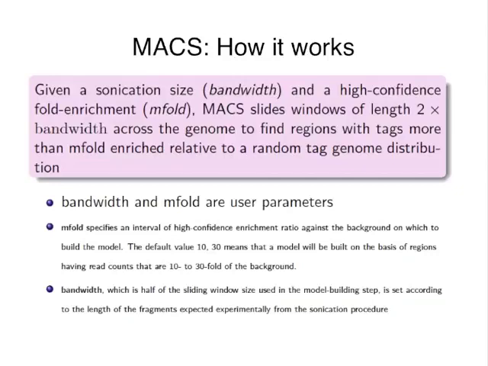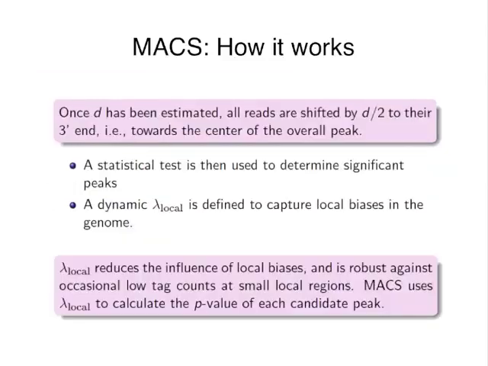So given a specific sonication size or the bandwidth, which you can enter yourself, and a high confidence fold enrichment or M-fold, where the default settings are between 10 and 30, MACS will then slide windows of 2 times the bandwidth across the genome to find regions where the tags are highly enriched. Once this model is built, a D is estimated, and then all reads are shifted by D over 2, where D is the fragment length as it was estimated.